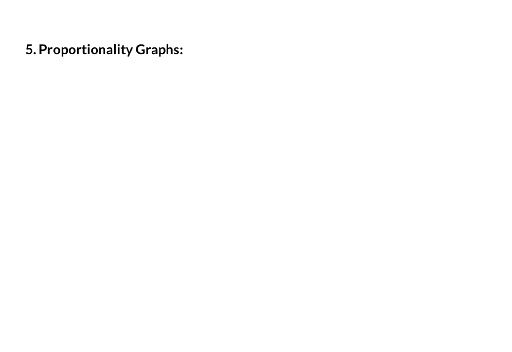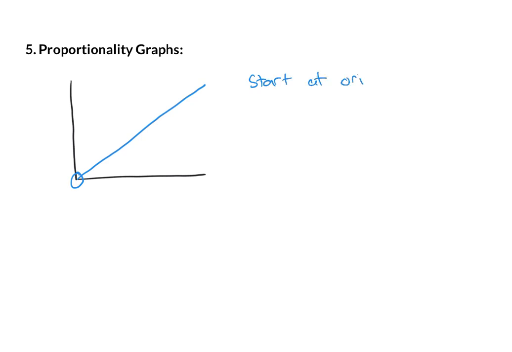A quick look at proportionality graphs. Proportionality graphs have basically two properties. Number one, they start from 0, 0, and number two, they're a straight line. So start at the origin, and they are a straight line. Anything else, not a proportionality graph. So you need two reasons to say why something is.